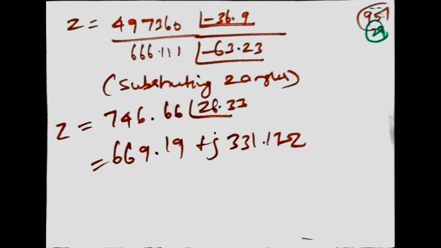First page I explained how to calculate this. A plus jb format is the rectangular format. The magnitude with an angle is the polar format. The j is the complex format.